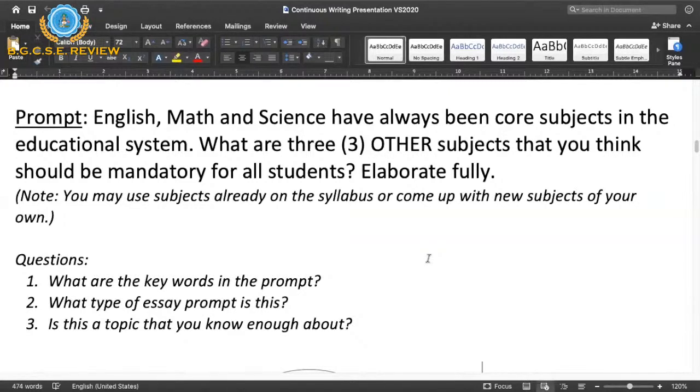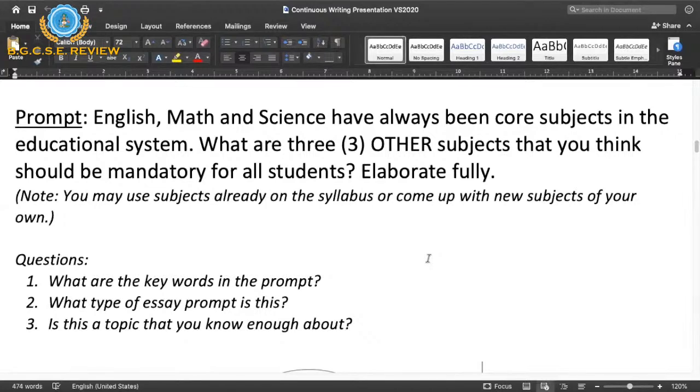English, mathematics, and science have always been core subjects in the educational system. What are 3 other subjects that you think should be mandatory for all students? Elaborate fully. Okay. Now that I've read it, I'm going to give you 30 seconds to read the prompt silently to yourself. Good.